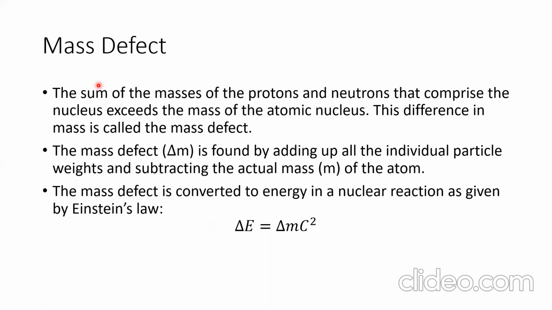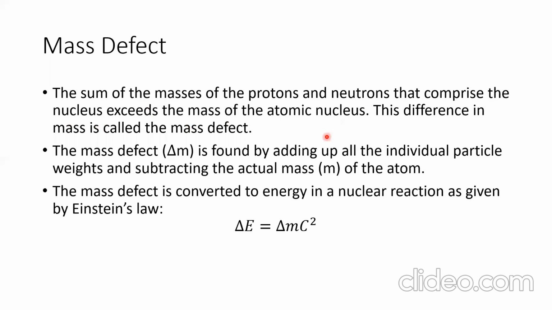The next term is the mass defect, which is very important. If we consider the operation of the nuclear reactor, the mass defect is going to be changed into energy. What is mass defect? The sum of masses of protons and neutrons that comprise the nucleus, comprise means that forms the nucleus, exceeds the mass of the atomic nucleus.